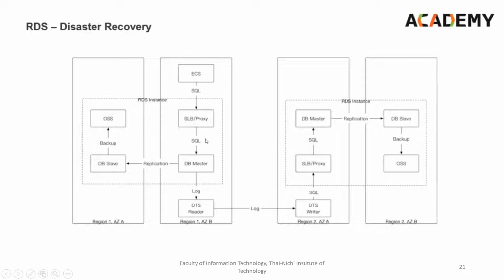Whereas we have region 1 zone B, which is connected to zone A of region 2. So we have an inter-region replication of RDS instances. So the log which is connecting this particular system is more efficient.